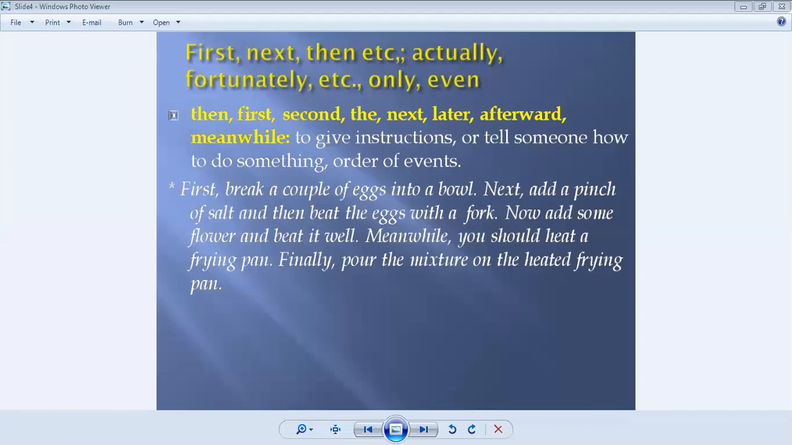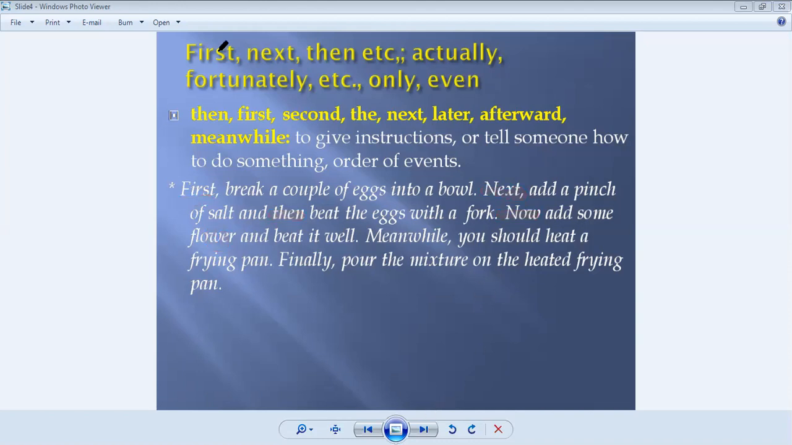Sorry, the internet connection is collapsing. First, next, right? And what else do we have here? Then, now, and here should be U, guys. There's a mistake. Letter U, flour, and beat it well. Meanwhile, while you're doing that, you should heat a frying pan and then say, finally. We use them for instructions. I'm telling you something in order to do something, right? Is that clear?